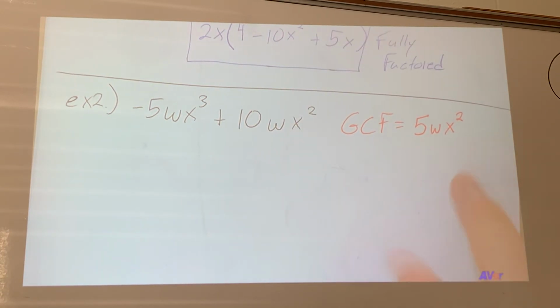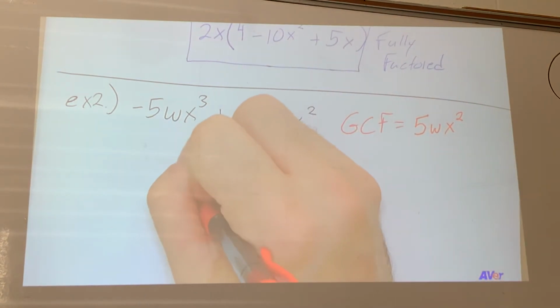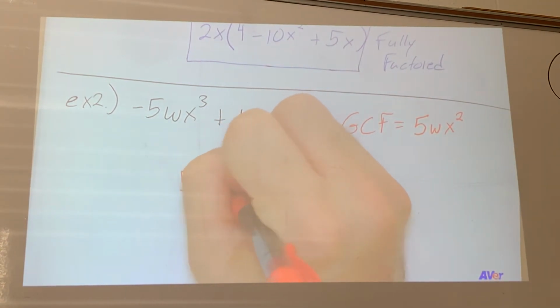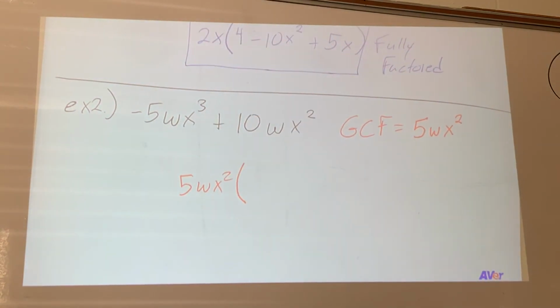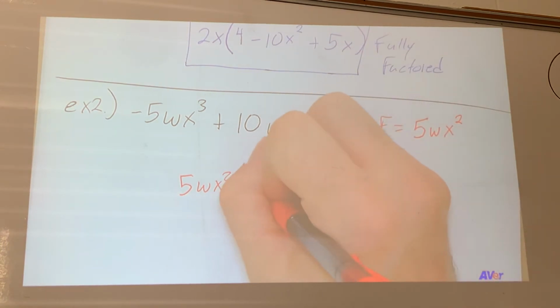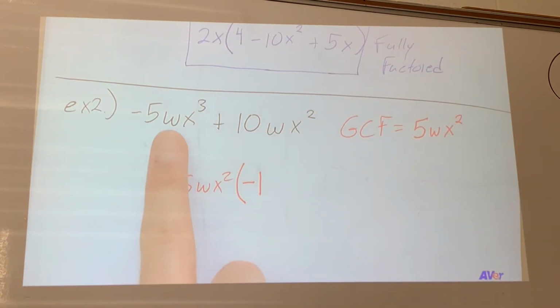All right, so there's our GCF. We're going to write that out front of the parentheses, 5wx squared. And then in the parentheses, you're going to leave what's left after you divide, your quotient, basically. So what is negative 5 divided by 5? Negative 1. What is W divided by W? 1. It just goes away, right?